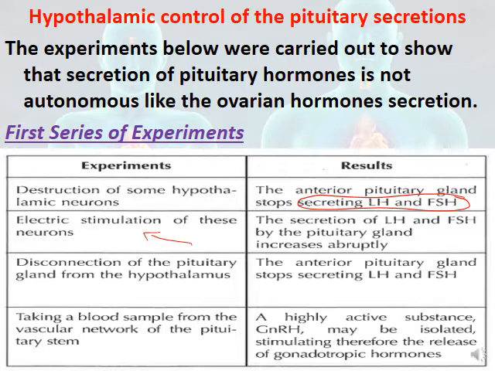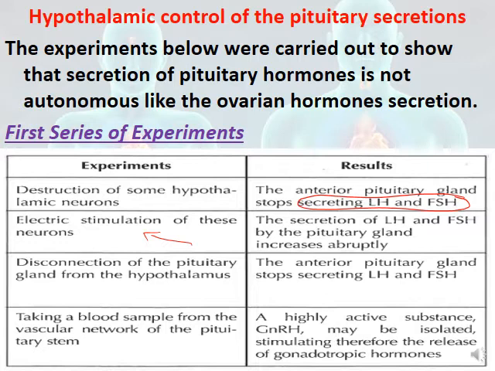Whereas in number 3, we have disconnection of the pituitary gland from the hypothalamus. So we disconnect the pituitary gland from the hypothalamus. What will happen? The anterior pituitary gland stops secreting LH and FSH. So this means that the control exerted by the hypothalamic neurons on the pituitary cells passes through the pituitary system. They should be connected.